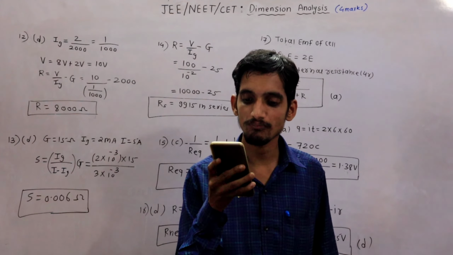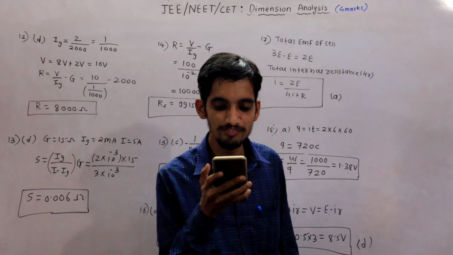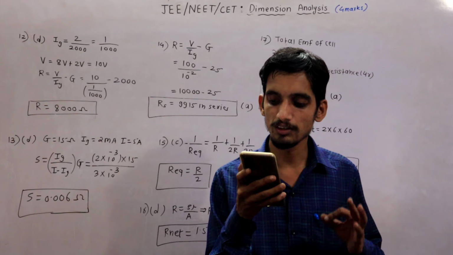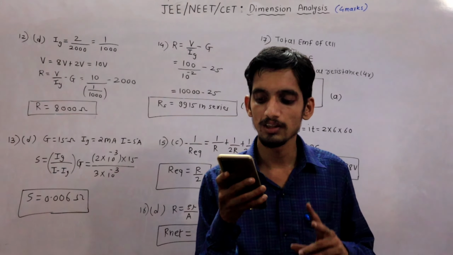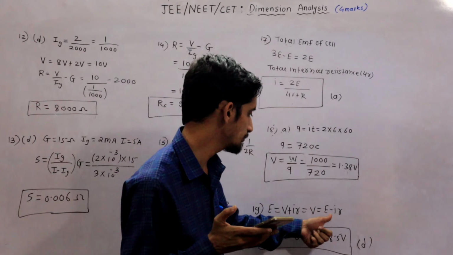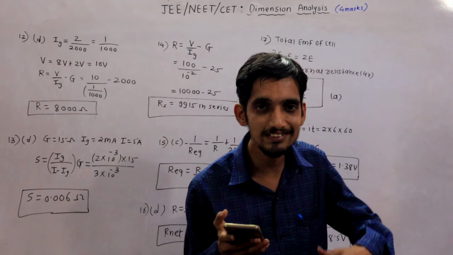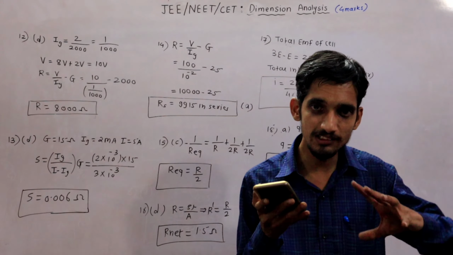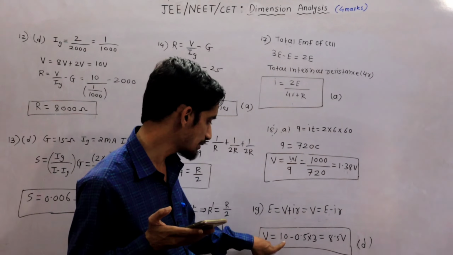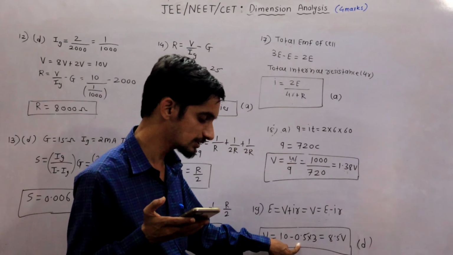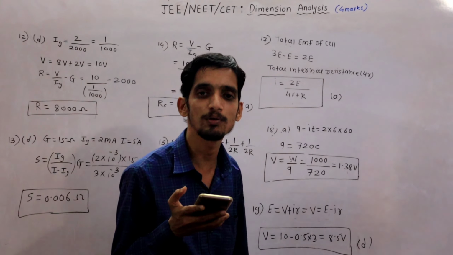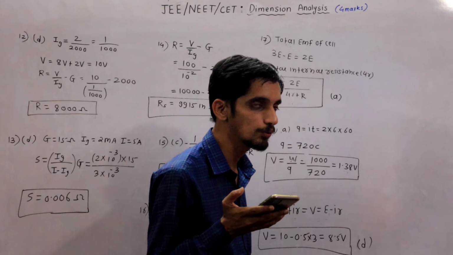Then question number 19. A battery of EMF 10 volt and internal resistance 3 ohm is connected to a resistor. The current in the circuit is 0.5 ampere. The terminal voltage, again listen, terminal voltage V is equal to E minus Ir, if the cell is giving energy, if the cell is in discharging mode, which I already explained. So in this case EMF is 10 minus current 0.5 ampere into internal resistance 3 ohm, that will give me 8.5 volt, option D.